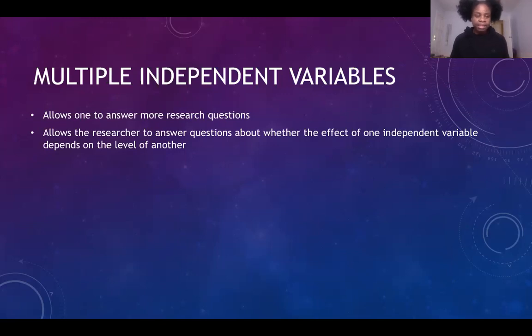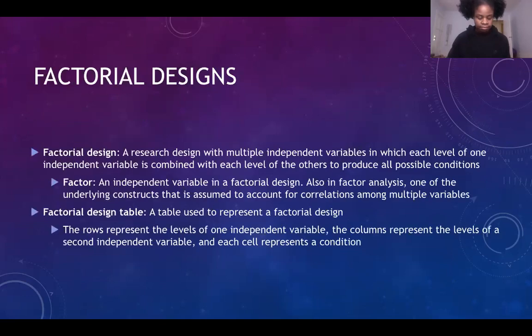Using multiple independent variables allows a researcher to answer more research questions. It also allows the researcher to answer questions about whether the effect of one independent variable depends on the level of another, and such interactions are among the most interesting results in psychological research. The most common approach to including multiple independent variables in an experiment is known as factorial designs.